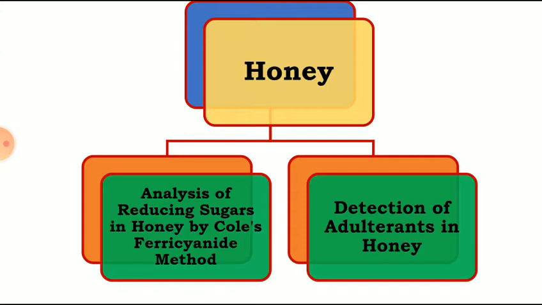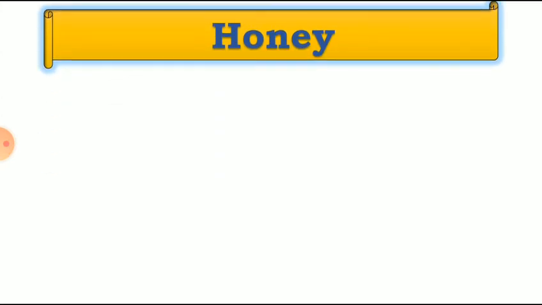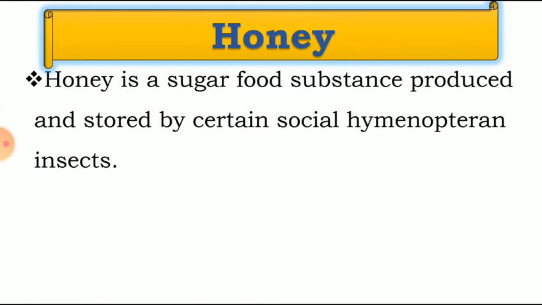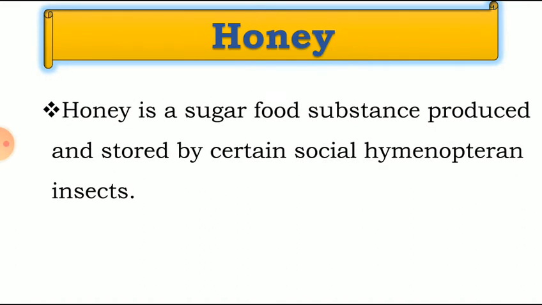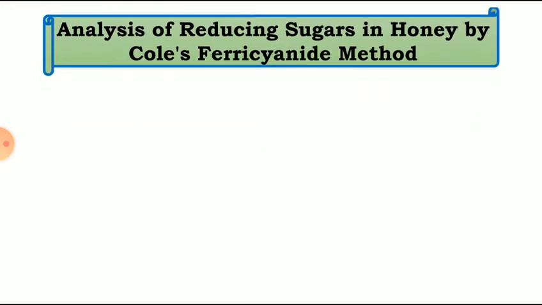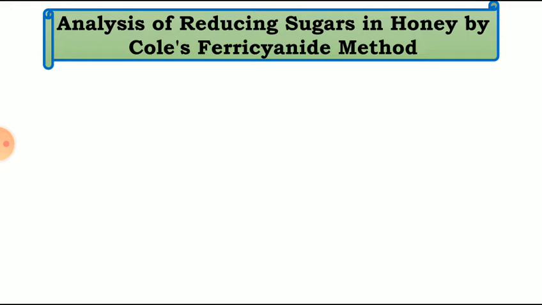Now we will see honey. All of you know honey, right? Honey is a sugar food substance produced and stored by certain social hymenopteran insects. That is, the honeybee. That means the honeybee prepares the honey in the honeycomb, which we use as a food product in our daily life. First part, that is analysis of reducing sugars in honey by the ferricyanide method.